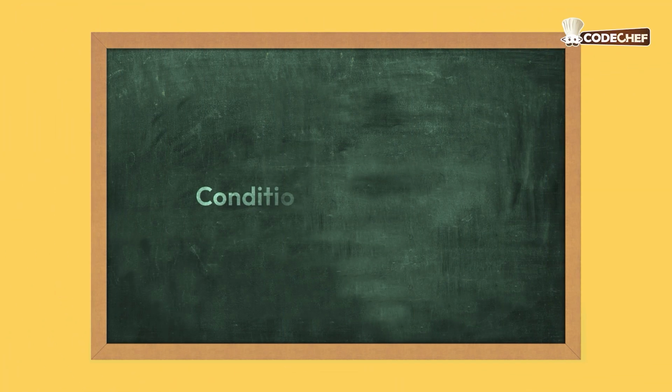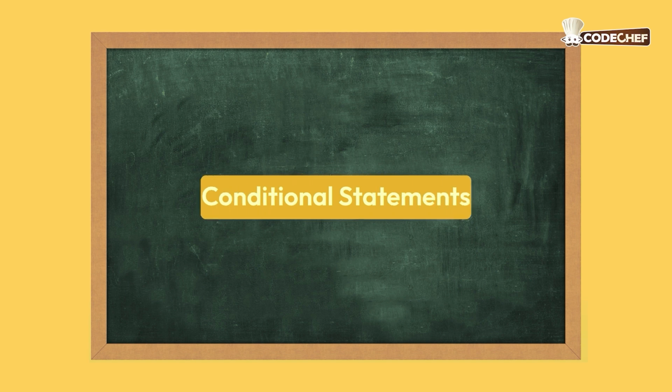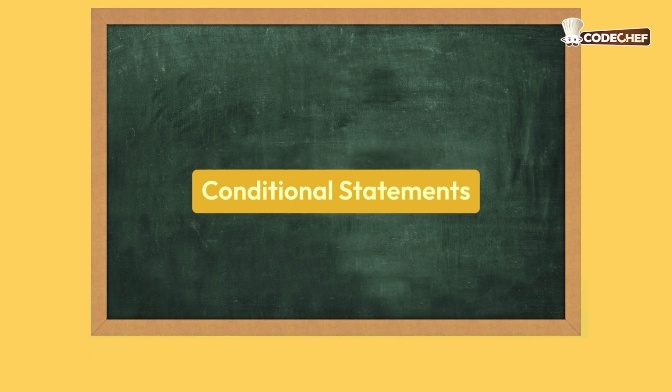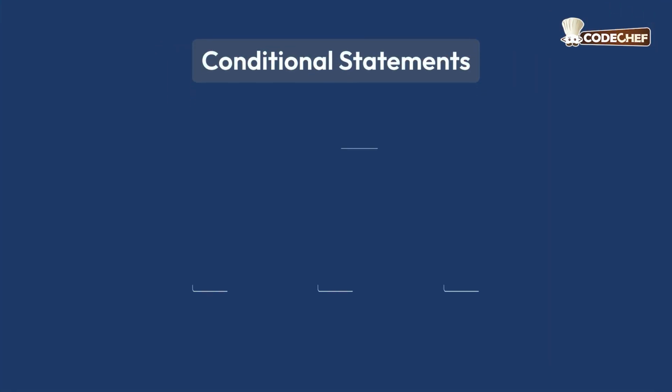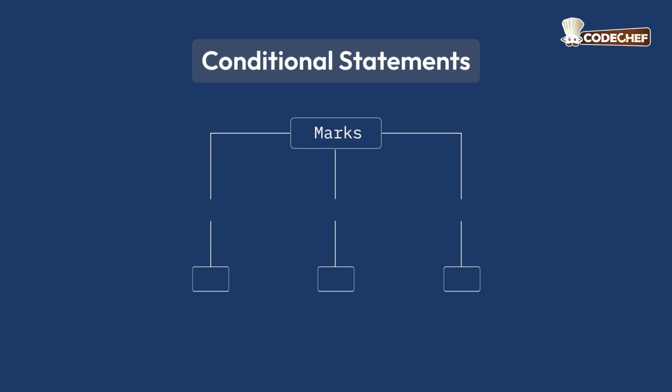Hey, welcome back. We already saw how to use if-else statements to check for a single condition. What if we have to check for multiple conditions and run different code for each of these conditions? Let's say I want to grade a student based on their marks.